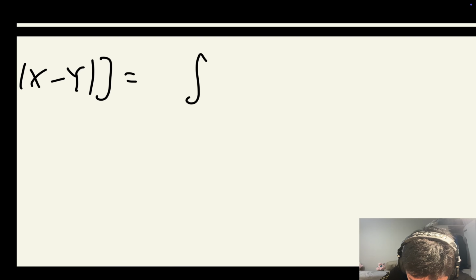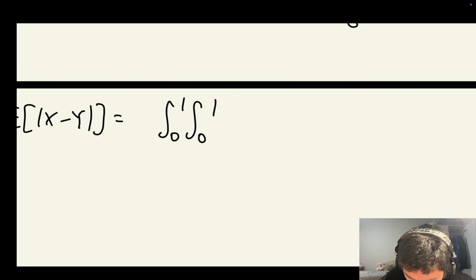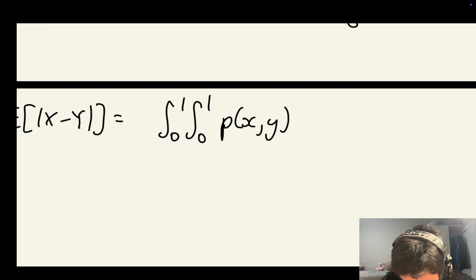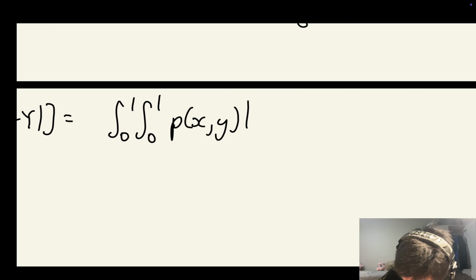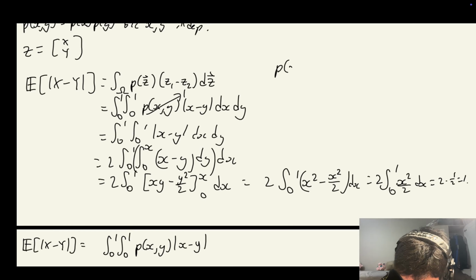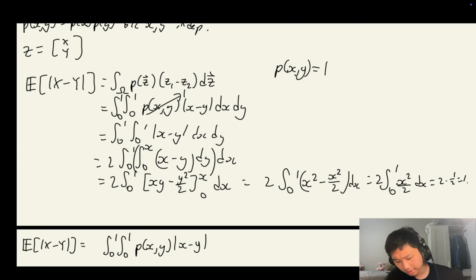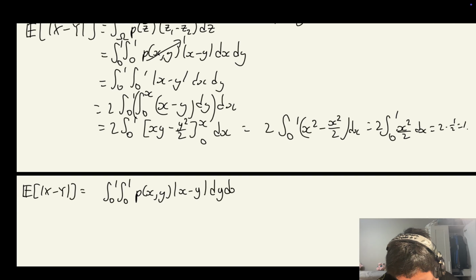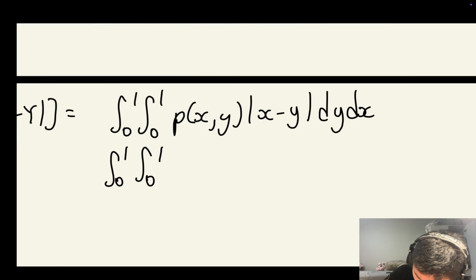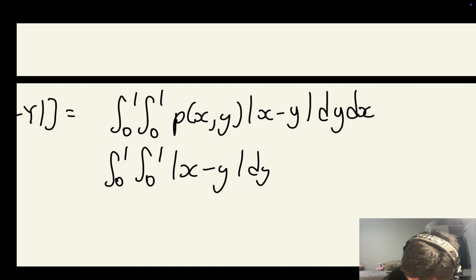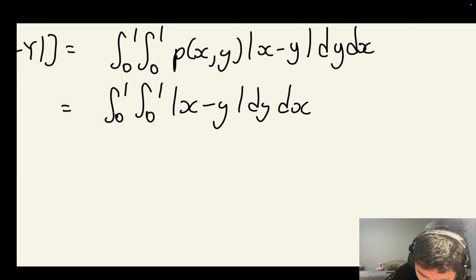It's going to be the integral of 0, 1, 0, 1, probability of x and y, x minus 1, right? This is going to be 1 because the density of x is going to be 1. Density is always 1. dy dx. Is my integration wrong?